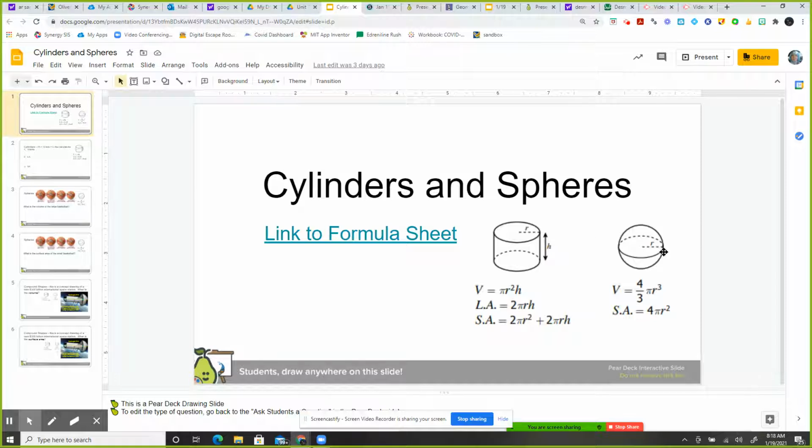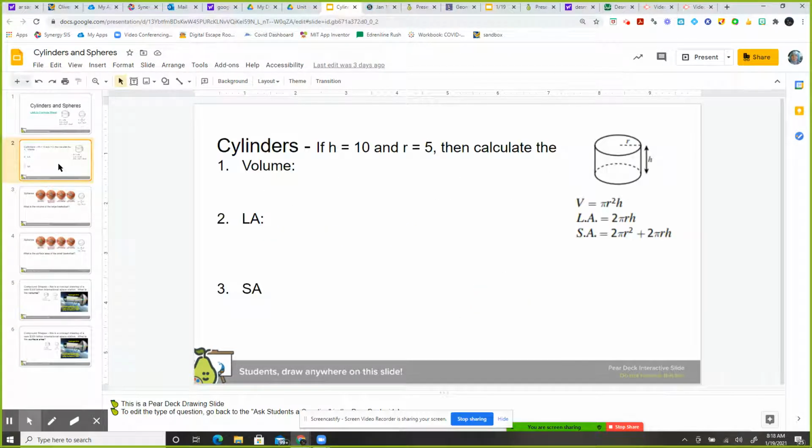These are our shapes for today, cylinders and spheres. We don't have any weird perimeters. We don't have any weird slant heights. Cylinders and spheres are a whole lot easier. So if we go to this very first one, what are we talking about? If H is 10 and R is 5, then calculate the volume.